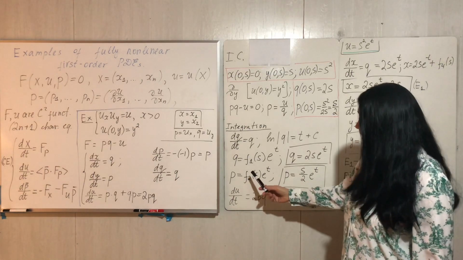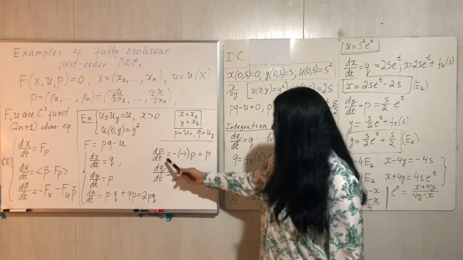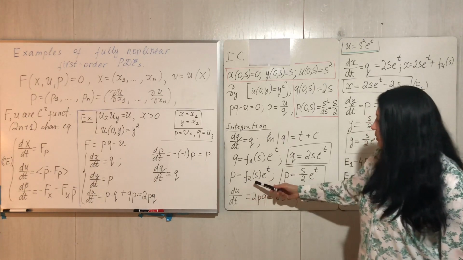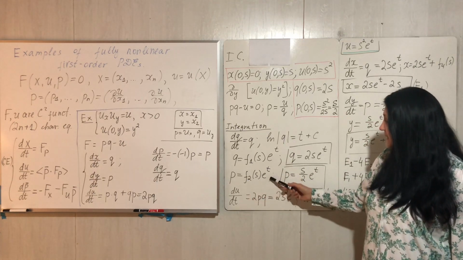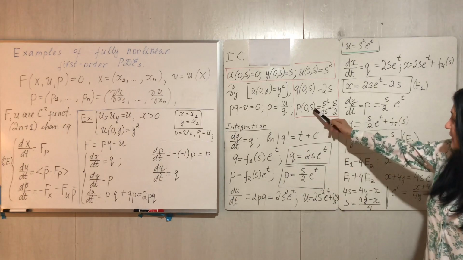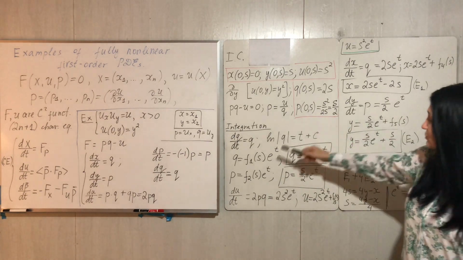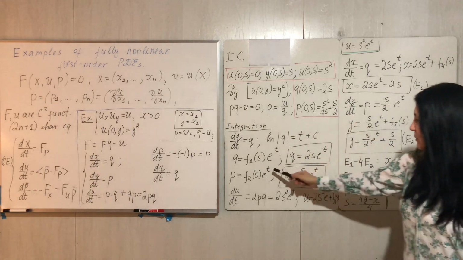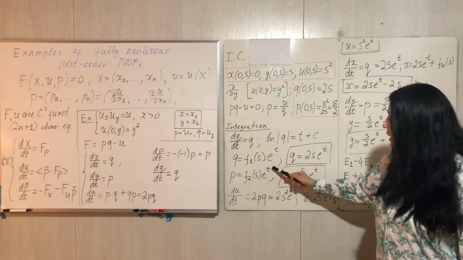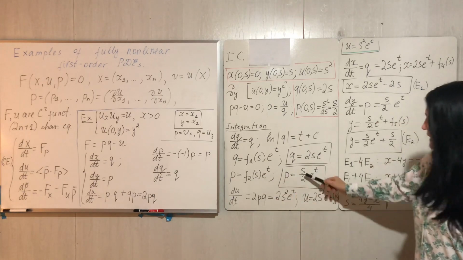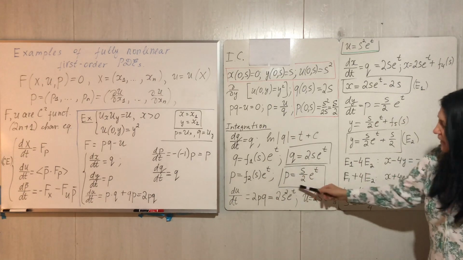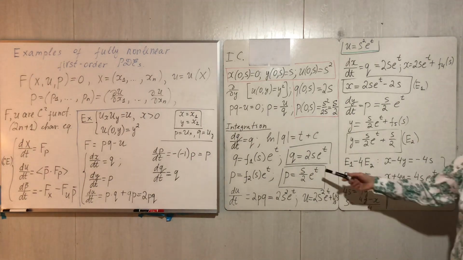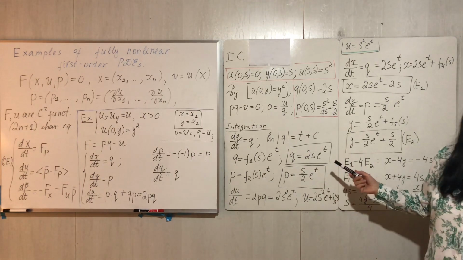Then we do the same for p. For p we have exactly the same equation, so when we integrate we will get p equals f2 of s times e to the t, and then we use the initial condition to find f2, we have s over 2. So when t equals 0, we have f2, so f2 equals s over 2, and this would be our final formula for p. p equals s over 2 times e to the t.